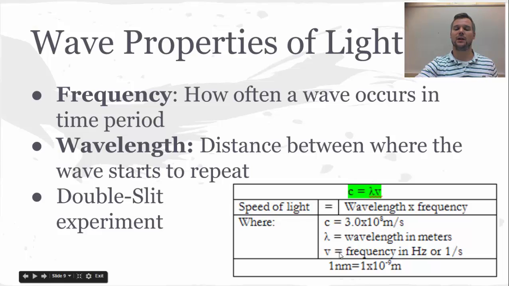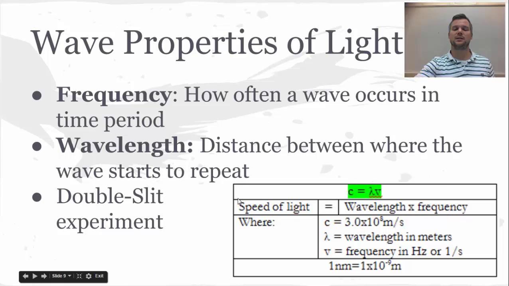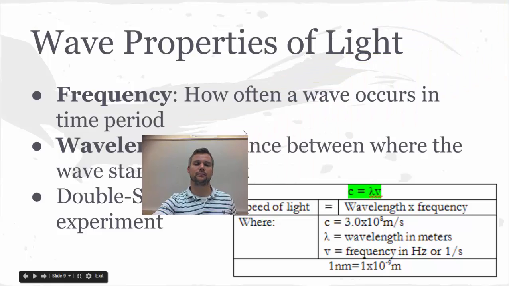And finally, our frequency, nu, is measured in hertz, or it's also called inverse seconds, 1 over s. And here's a conversion factor for converting from nanometers to meters, because when we normally measure light in our class, we're measuring in nanometers. So speed of light is equal to wavelength times frequency. This is a formula showing light as a wave.